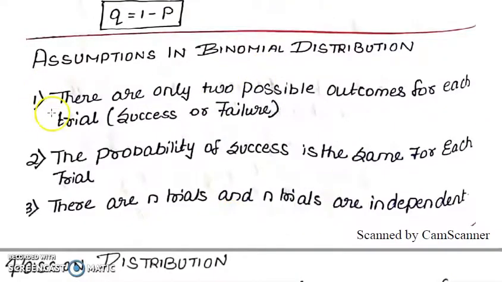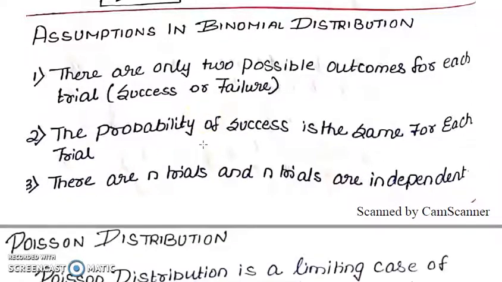Assumptions in binomial distribution. There are only two possible outcomes for each trial, either success or failure. The probability of success is the same for each trial. There are n trials, and all the n trials are independent.